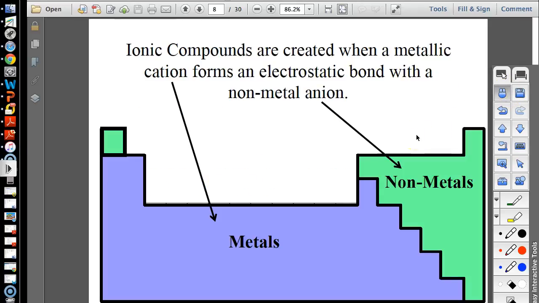Ionic compounds are when one of the teams completely takes the electrons. So that's going to be the nonmetal. And so you're going to actually form a cation and an anion: a positive ion and a negative ion.